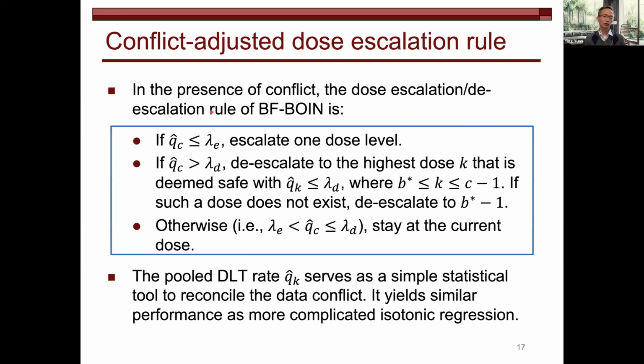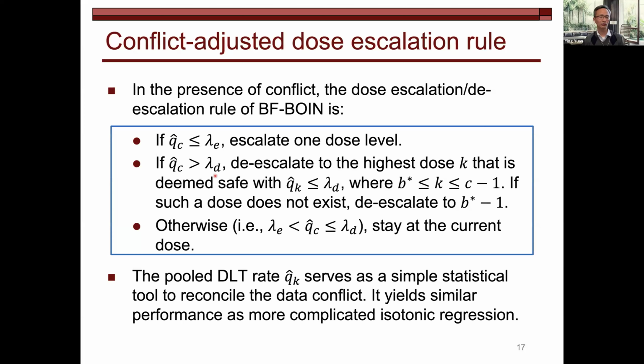Okay, once we have that pooled estimate, in the presence of conflict, we can use it to guide dose escalation and de-escalation, to modify our decision and incorporate emerging toxicity data from the backfill dose. If you pool the DLT rate from the backfill dose all the way up to your current dose, and that DLT rate is less than or equal to lambda E, that means it's very safe. In this case, we just keep our decision: escalate the dose.